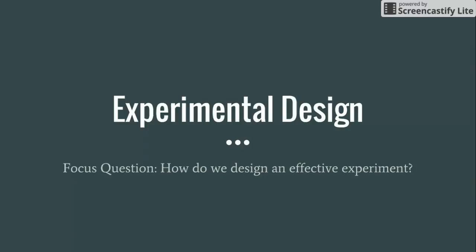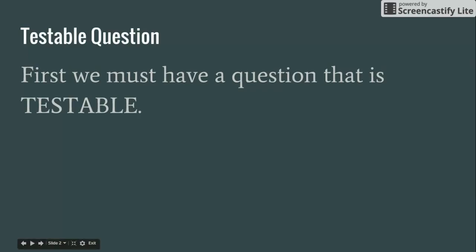Okay, so today we're going to talk about experimental design. The focus question is, how do we design an effective experiment? So first we must have a question that is testable. So we make an observation and then create a question from that, which is a testable question.